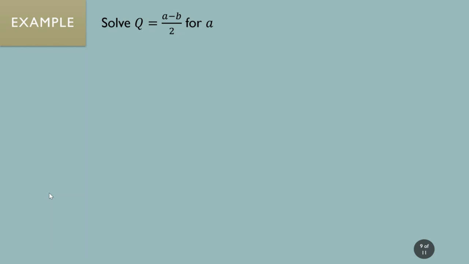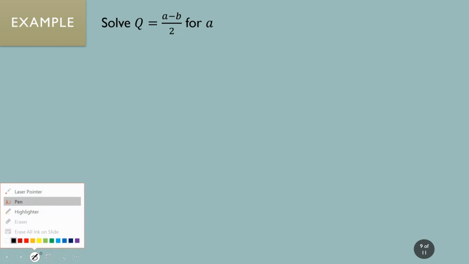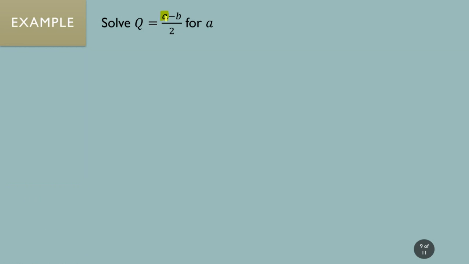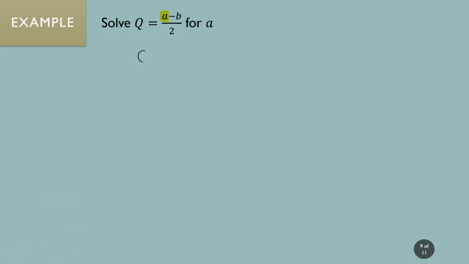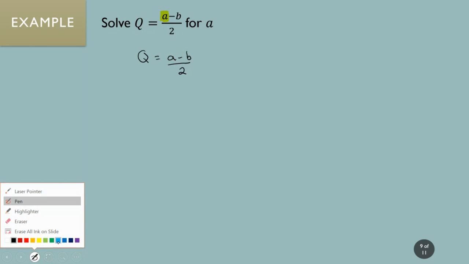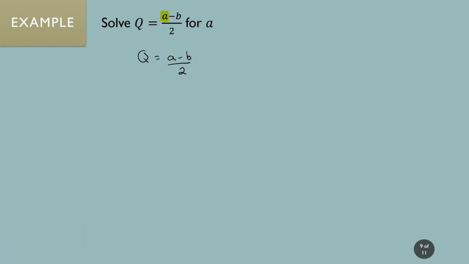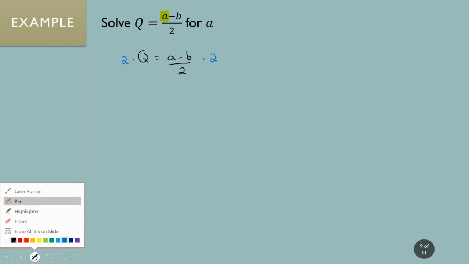Now here's when we have a fraction. So we have Q equals (A minus B) over 2, and we want to solve for A. So I'm going to rewrite this. Q equals (A minus B) over 2. So if A is on the top of the fraction, what we need to do is multiply both sides by the denominator first, so that we can get the top of the fraction by itself. So we're going to multiply both sides by 2, so we can get the A minus B by itself.